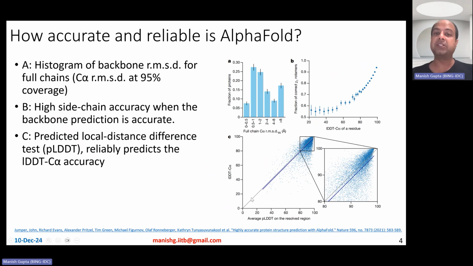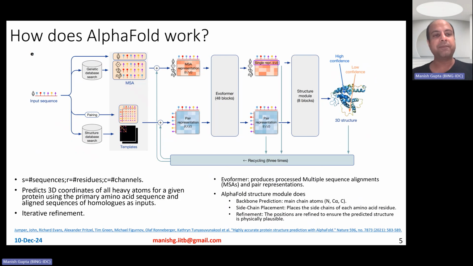So the confidence of the prediction is also very accurate in terms of whether it is coming up with a good protein structure or not. So if the confidence is low coming out from AlphaFold, you can actually reject those protein structures as identified by AlphaFold. Okay. Now let's talk about how AlphaFold works.